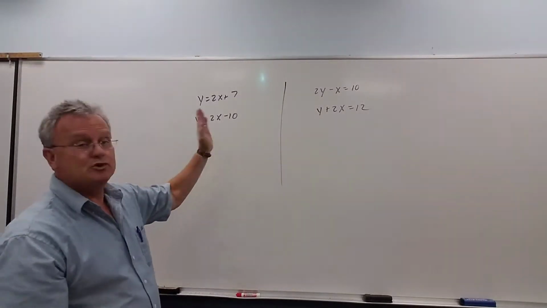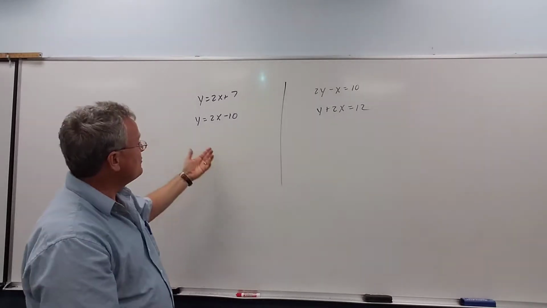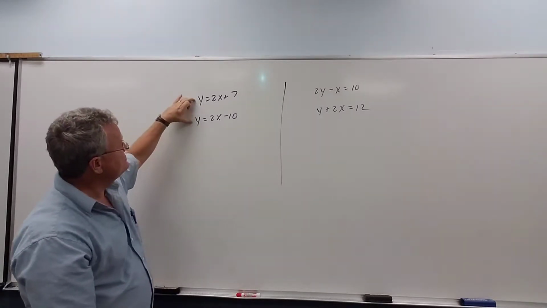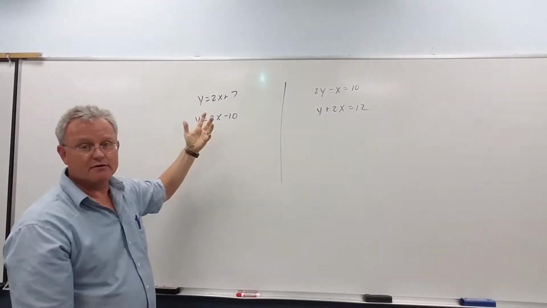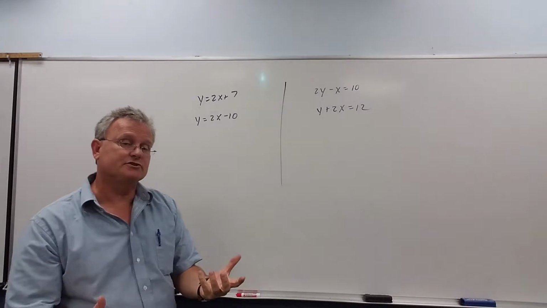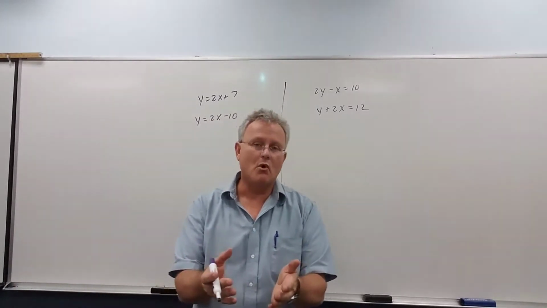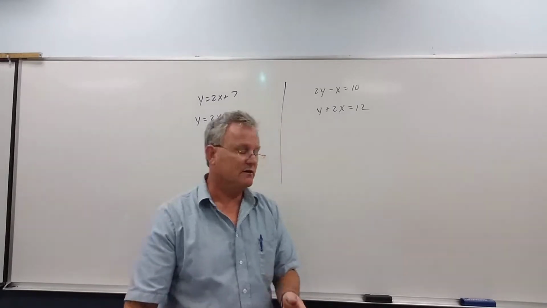All right, and then we're going to do two problems here. The first one's set up pretty nicely. The question is, are these two lines parallel, perpendicular, or neither? Well, these are already solved for y. So the first step you want to do is get both equations in the form y equals mx plus b.